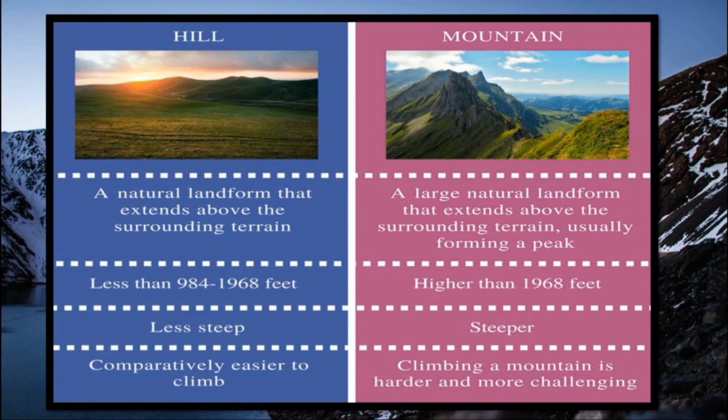Next, a hill is less than 984 to 1968 feet, while a mountain is higher than 1968 feet. A hill is less steep; a mountain is steeper. A hill is comparatively easier to climb. Climbing a mountain is harder and more challenging.